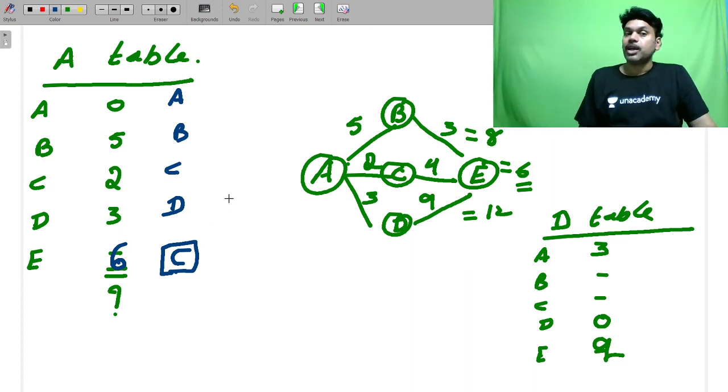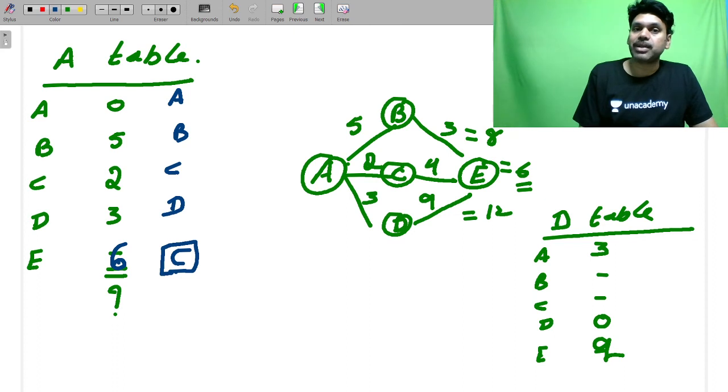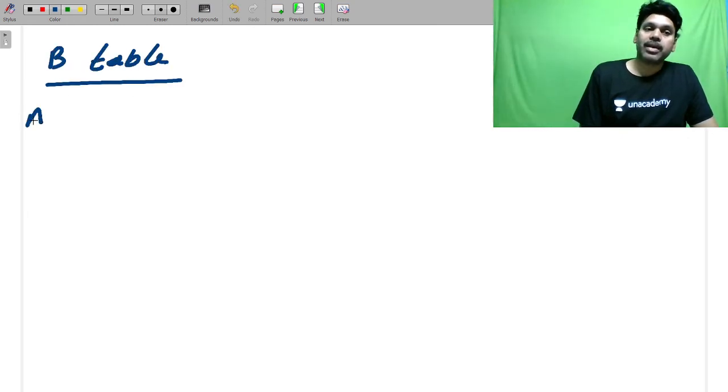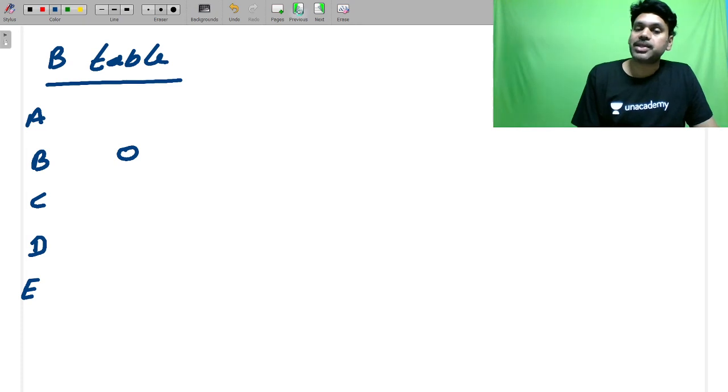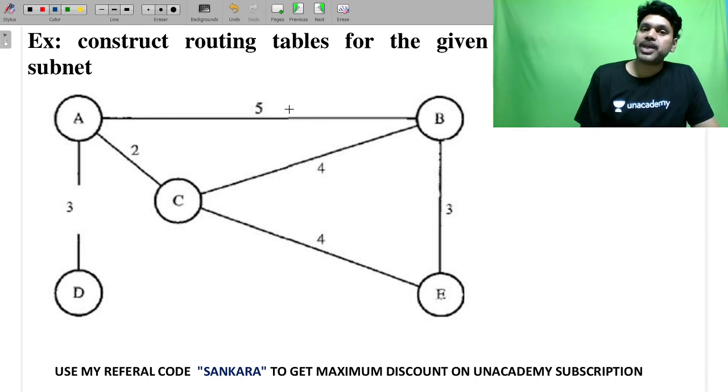Okay. Now B table also I can find like this. What is your B table? Let us do in next page. B table. So rest you can continue like that. A, B, C, D, E. B to B 0. Let us see the subnet. B to A, it is a 5. B to C 4.